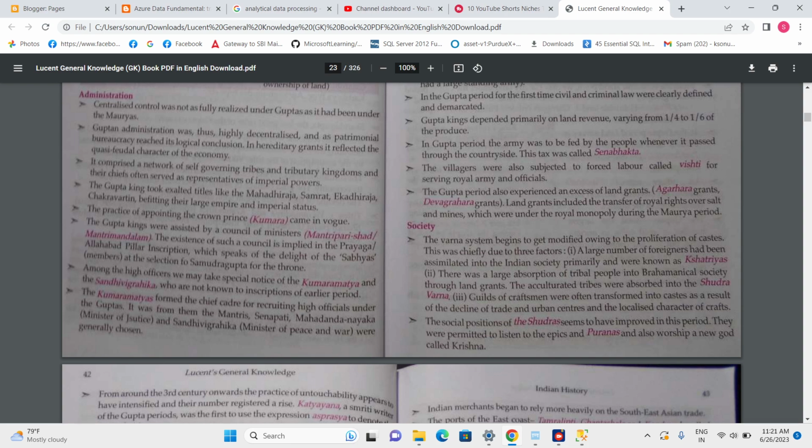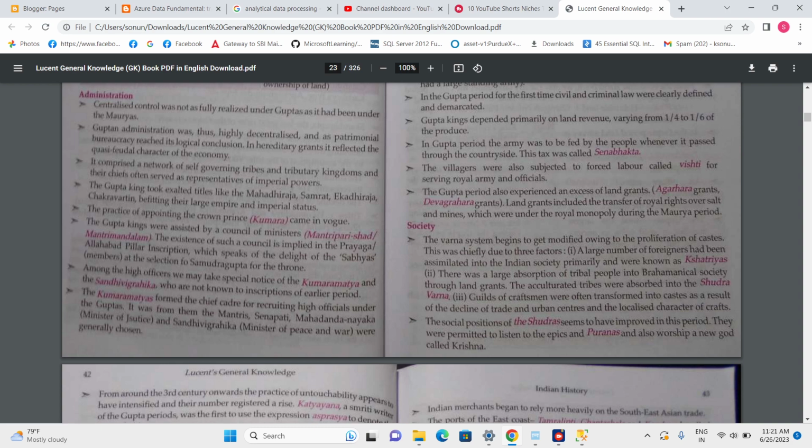So administration. Gupta administration was decentralized and the king was assisted by a council of ministers. It is mentioned in the Allahabad pillar inscription. So this is a very important point. King was assisted by a council of ministers. It is mentioned in which inscription? The Allahabad pillar inscription.